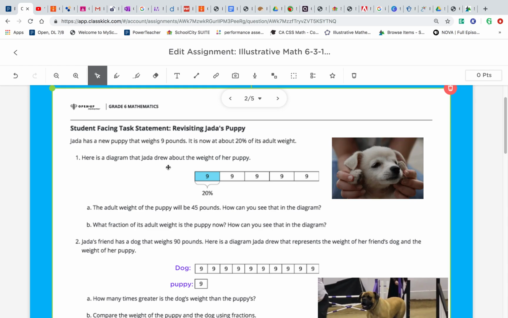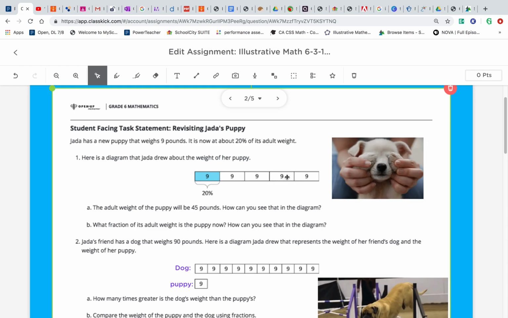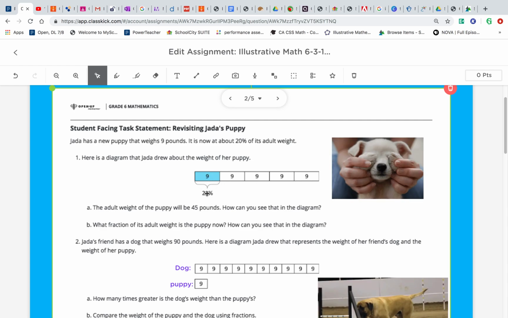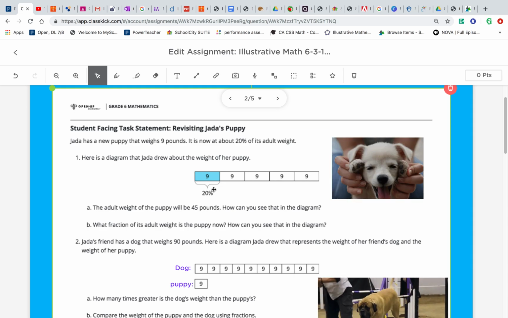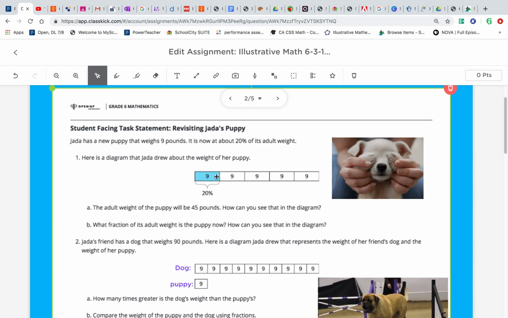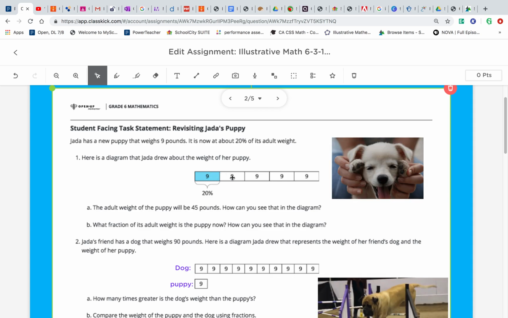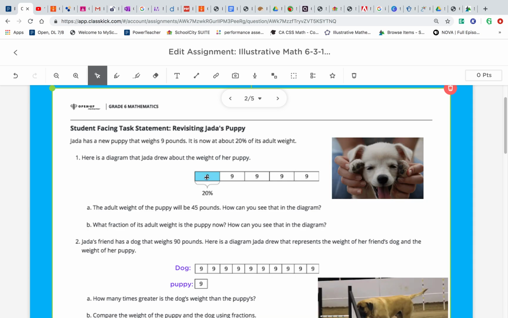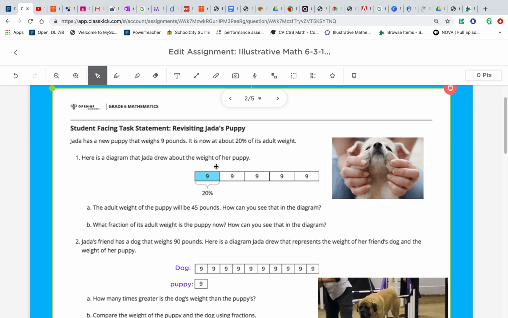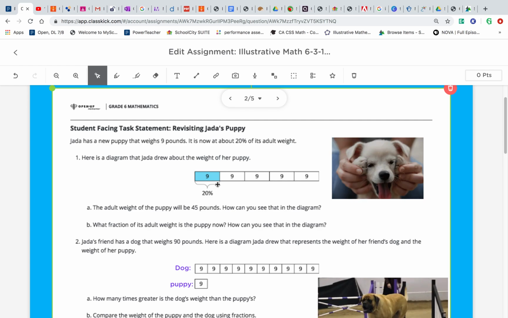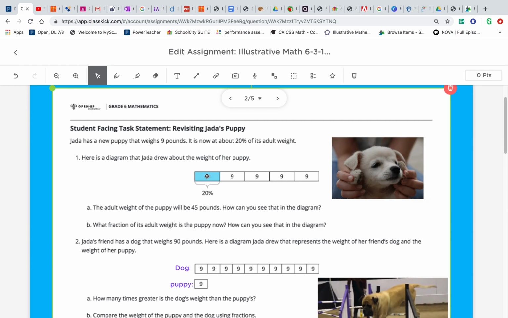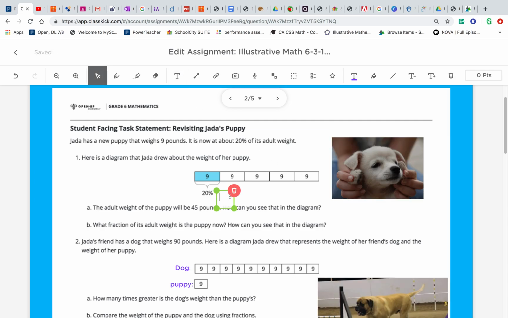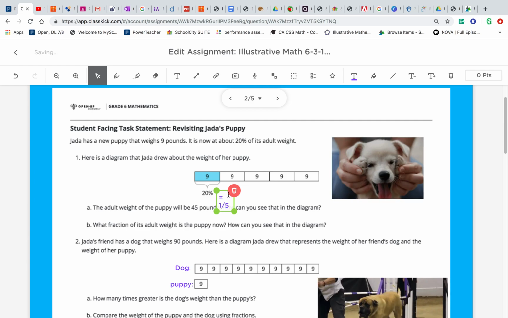So here's a diagram that Jada drew about that. This is still the same puppy, the same information, but she makes what we call a tape diagram like this. And you can see she calls this 20%. If you look at it here, how many of these parts with the number 9 inside of them do you see? 1, 2, 3, 4, 5. There are 5 different parts, and one of them is 20%. So what fraction would 20% be in this case? It's going to be 1 out of 5, so we can mention that this 20% also equals 1/5.